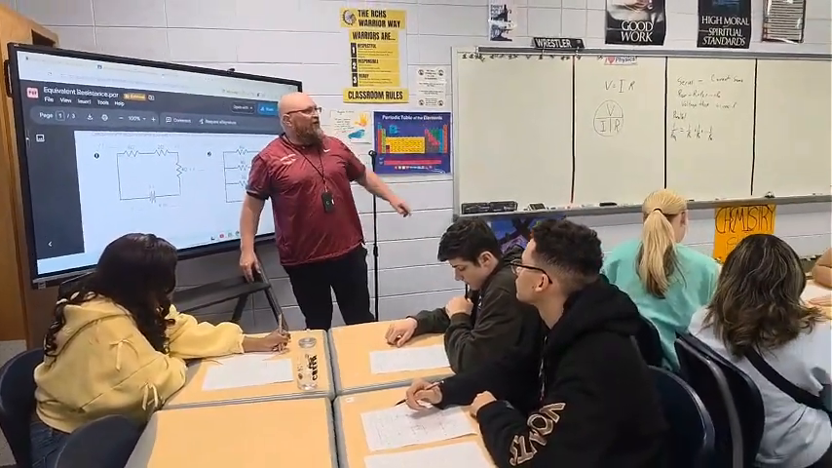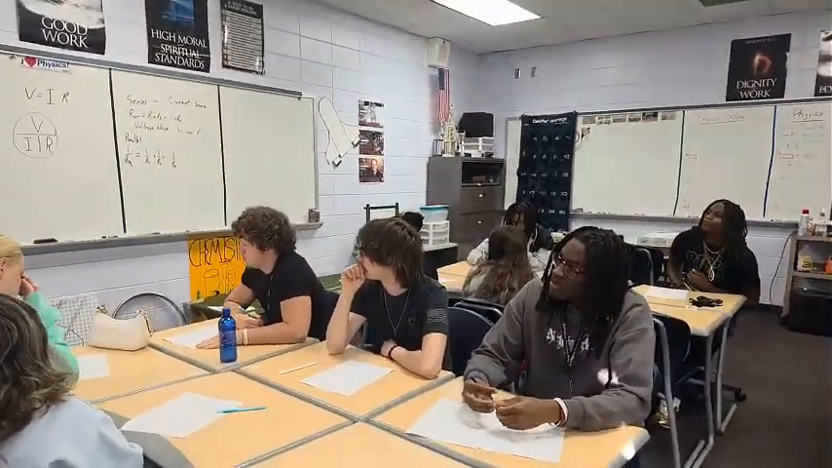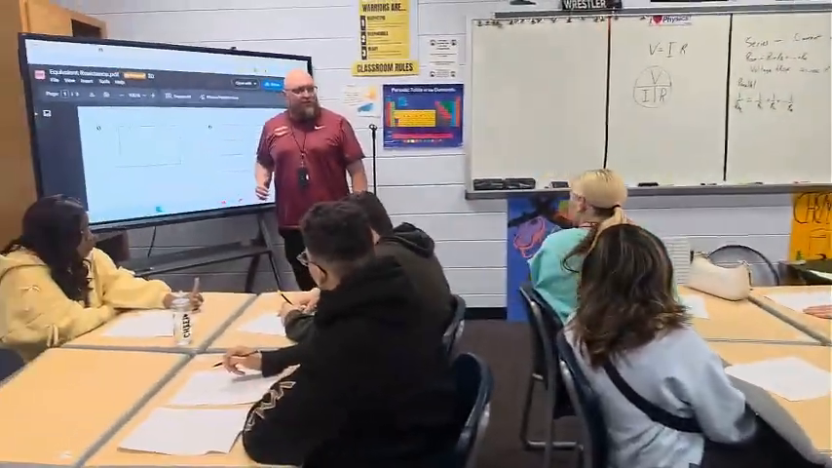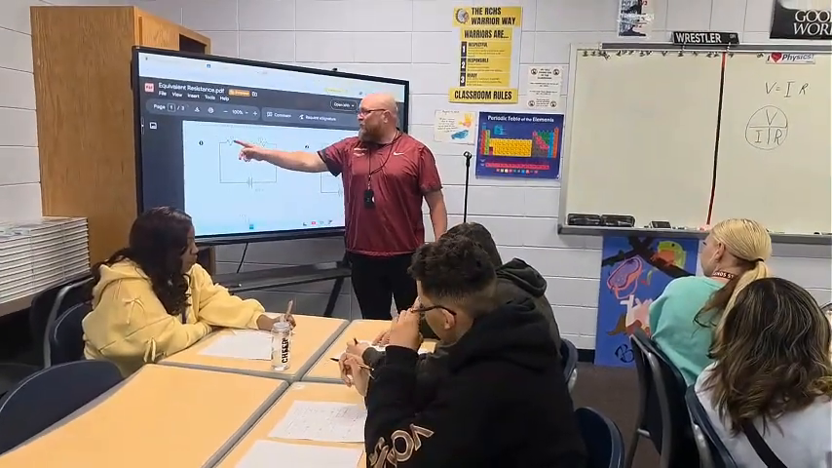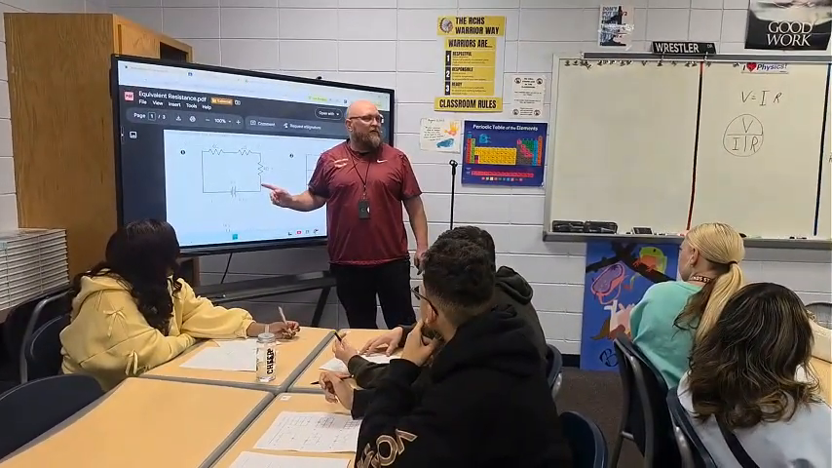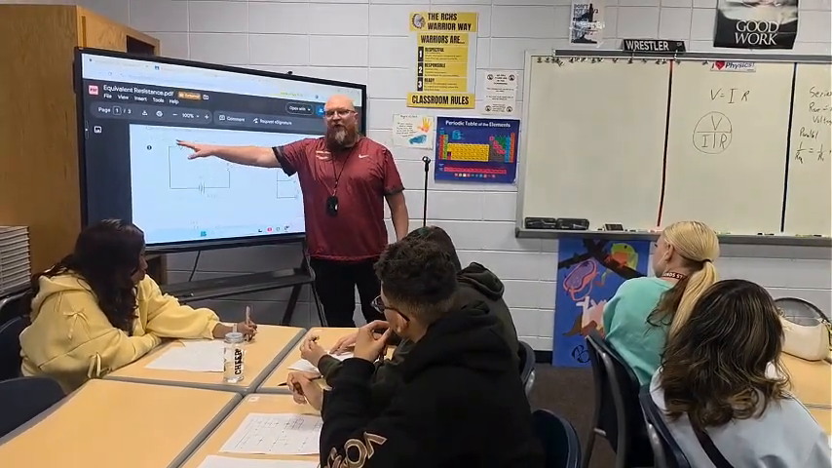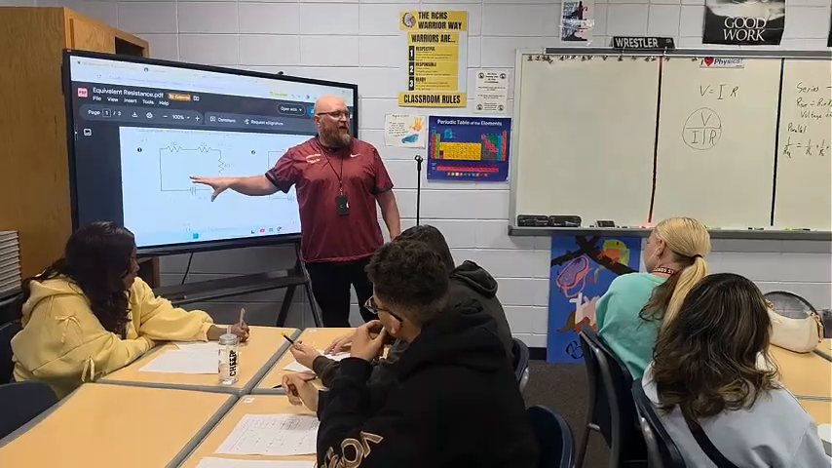What would I do to figure out the current on this line? Yeah, take the voltage divided by the resistor. Using that information, now I can go figure out the voltage drop across each resistor. Okay? And that's what you're going to do right here where it says V1, V2, and V3. You'll have a different voltage drop. And I'll come around and make sure you do that.